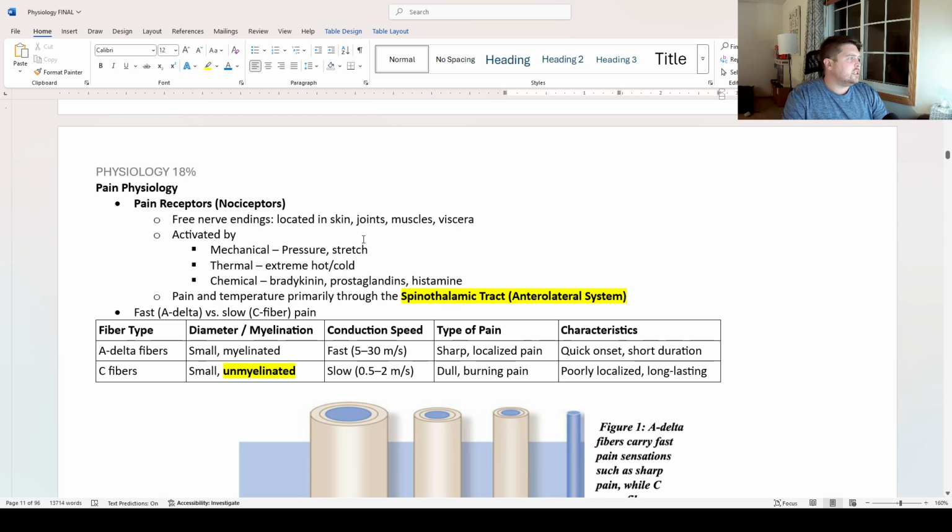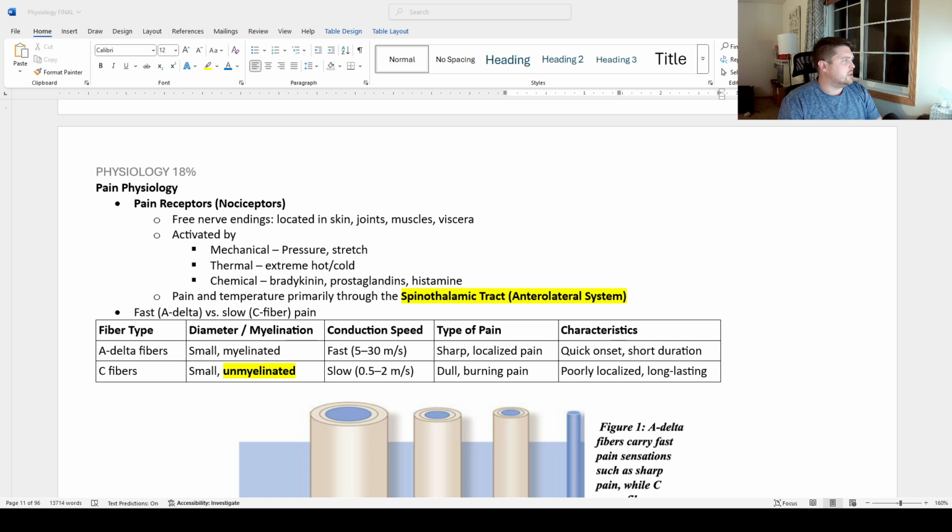Pain physiology pops up a little bit more in parts 2 and 3, in the chiropractic philosophy chunk of material. But you will get bits and pieces of it in part 1.